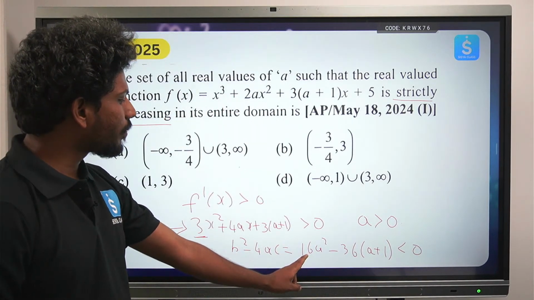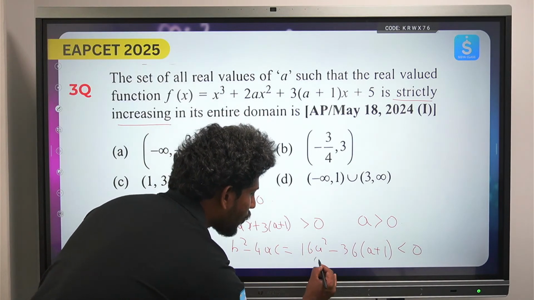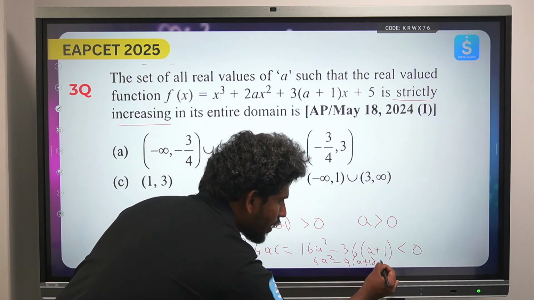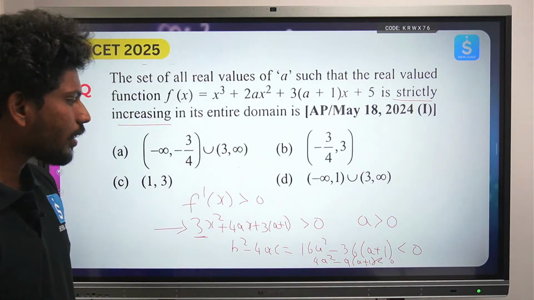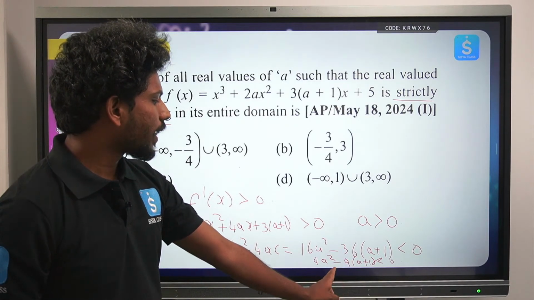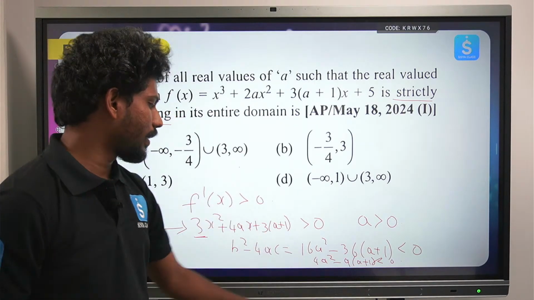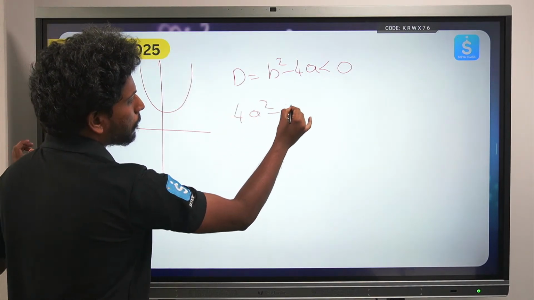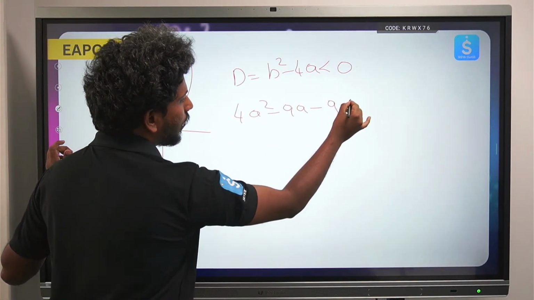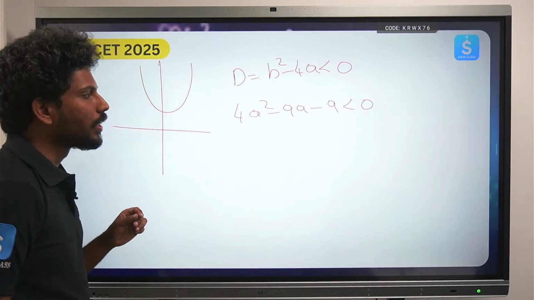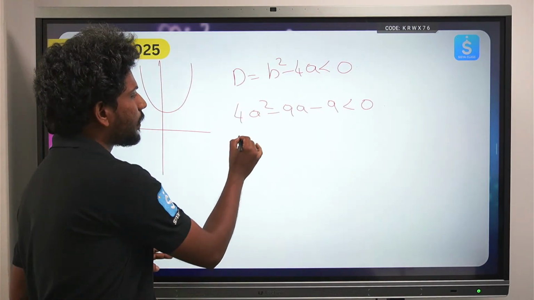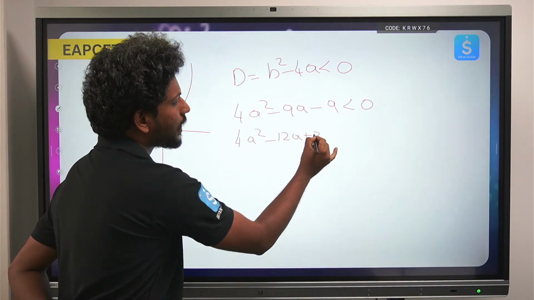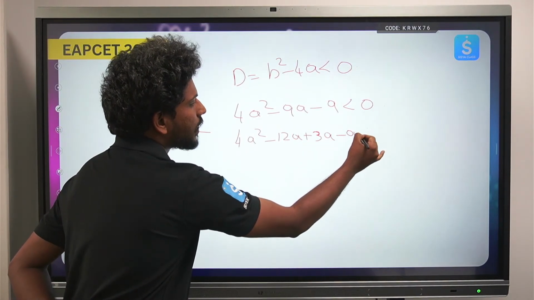So what can you take common? You can take 4 common. So this will be 4 times 4a square minus 9 times of a plus 1 is less than 0. So this will become 4a square minus 9a minus 9 is less than 0. Now splitting the middle term, 4a square minus 12a plus 3a minus 9 is less than 0.